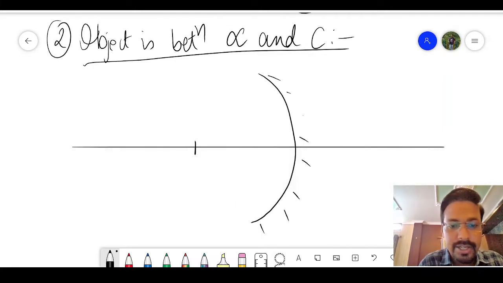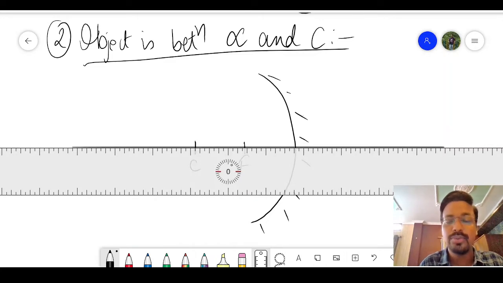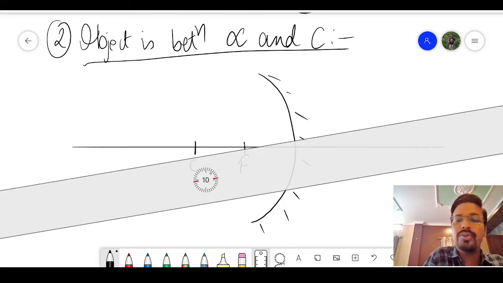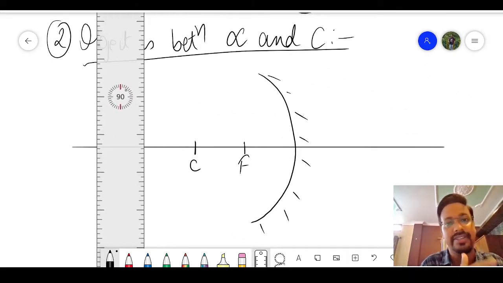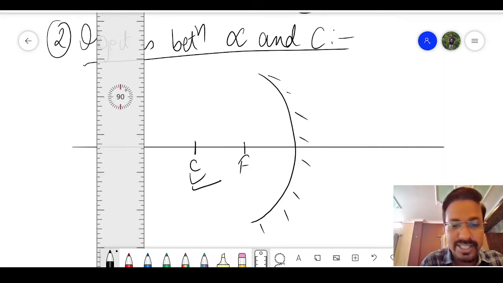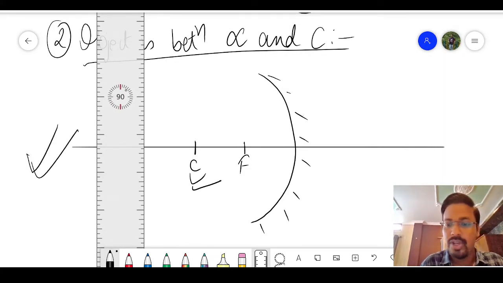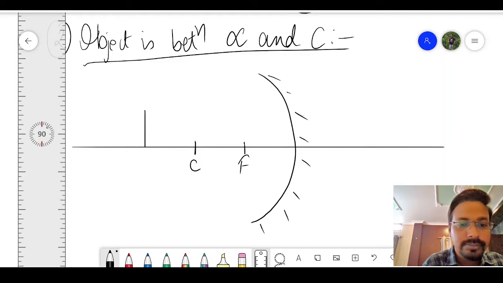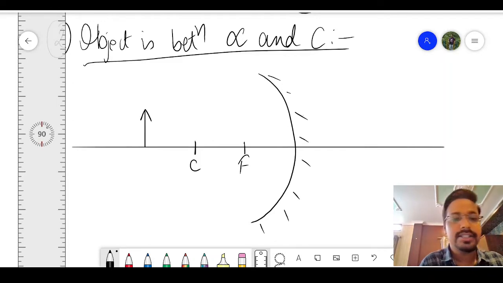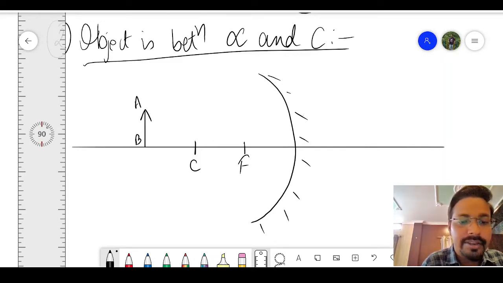Again, you will do this all based on measurement. Don't draw anything which is not measured, otherwise there are going to be a few diagrams which you can't even match if you do not have the correct diagram. Then here we will draw an object, because now we have said the object is between infinity and center, means it is not at infinity, it is somewhere between this point center and infinity. So we are going to draw an object here. Suppose the name of the object is A for the head, B for the tail.